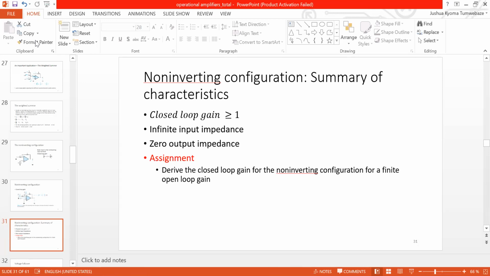So as part of your reading assignment, you are required, first of all, to show that the input impedance of this amplifier is infinite and that it has 0 output impedance. Also, you're required to derive the closed loop gain for the non-inverting configuration for a finite open loop gain. Finite open loop gain.